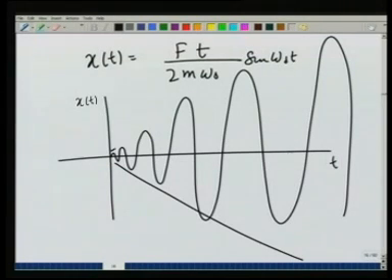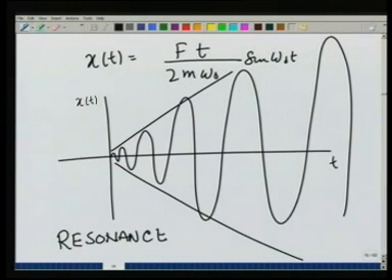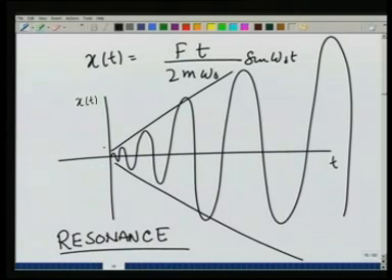You see, this part goes up linearly. This is the phenomenon of resonance. So, when omega, the applied frequency, is exactly equal to the natural frequency, the oscillations grow linearly with time, and finally the amplitude becomes very, very large, and in fact so large that the oscillator may break.